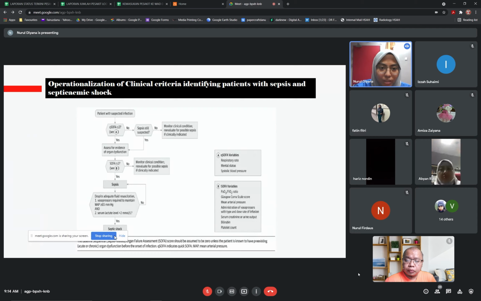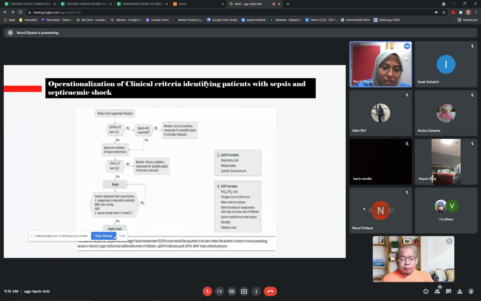So when a patient comes with suspected infection, we follow the qSOFA. Then based on the score, if 2 or more, you assess for evidence of organ dysfunction. Then we look at the SOFA variables. Then score balik, tengok if 2 or more, then the patient is in sepsis. Then if there is still a need of vasopressor to maintain the MAP and also serum lactate more than 2 despite adequate fluid resuscitation, the patient is actually in septic shock lah.